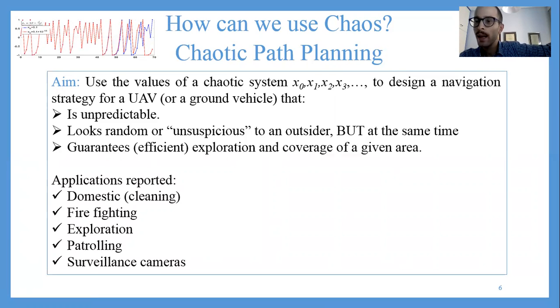This sort of path planning has been reported in the literature to be used in domestic applications, like floor cleaning, for example, in firefighting, in area exploration, in patrolling robots or UAVs, and for example, in surveillance cameras. So there are a lot of applications related to security, exploration, etc., for chaotic path planning.